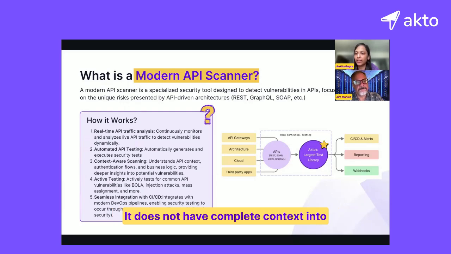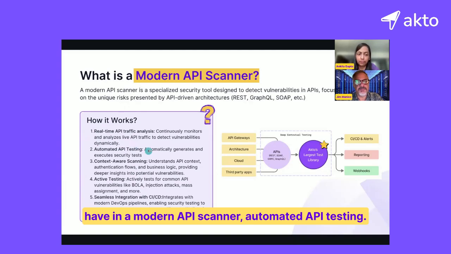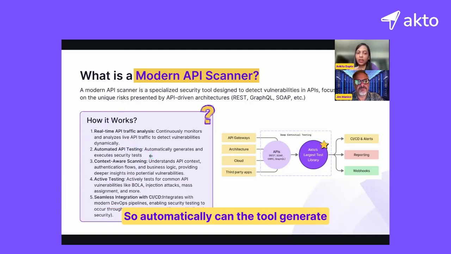It does not have complete context into what is happening in the application. It's the traffic analysis capabilities and so on. So that's the number one thing that you want to have in a modern API scanner. Automated API testing: can the tool automatically generate API security tests and execute them without much configuration?